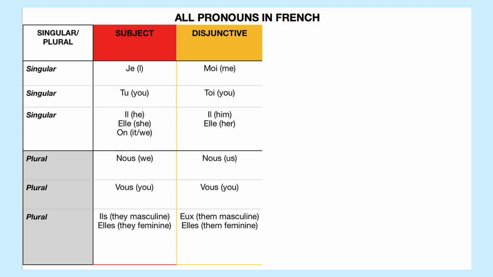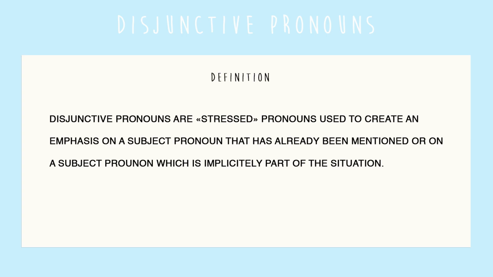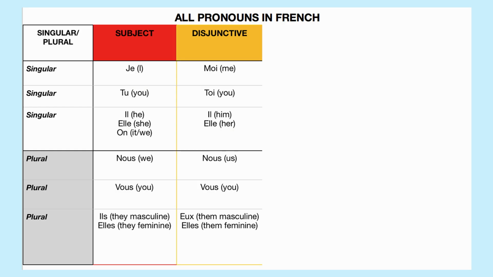Let's now move on to the disjunctive pronouns. Disjunctive pronouns are stressed pronouns, used to create an emphasis on a subject pronoun that has already been mentioned, or on a subject pronoun which is implicitly part of the situation. Because there are also pronouns, they will be divided into the two main categories of singular and plural.